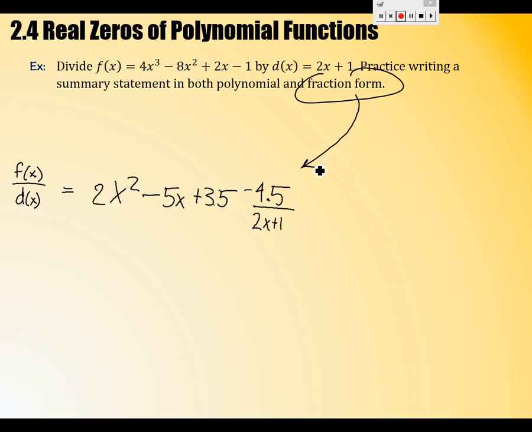Okay. Polynomial form would be, we didn't write it up here yet, but it would be 4x cubed minus 8x squared plus 2x minus 1 is equal to 2x squared minus 5x plus 3.5 times 2x plus 1 minus 4.5, right? Right?